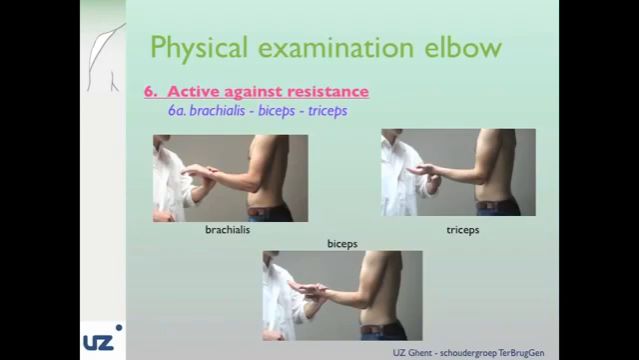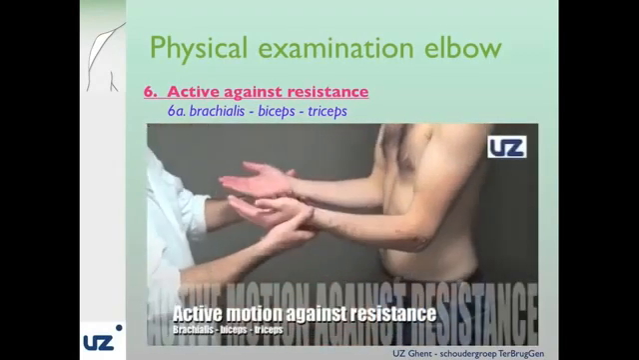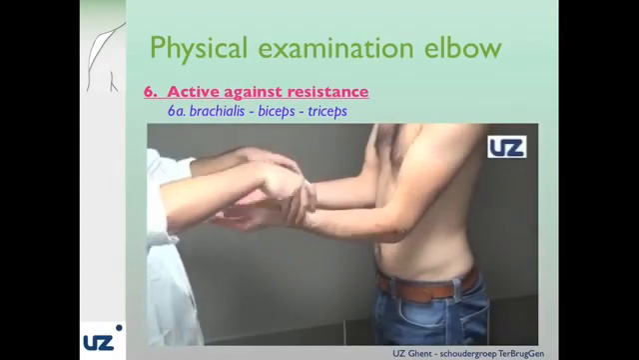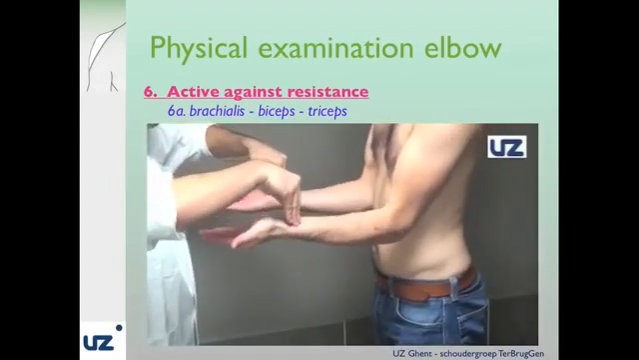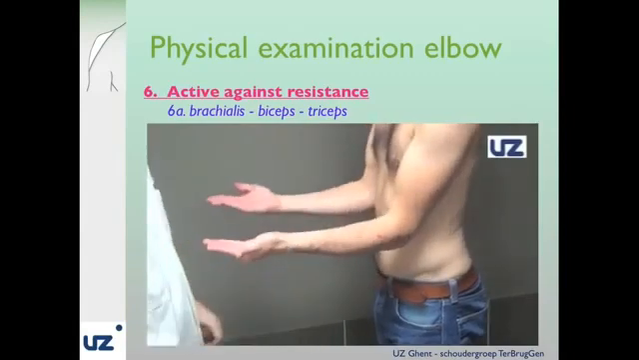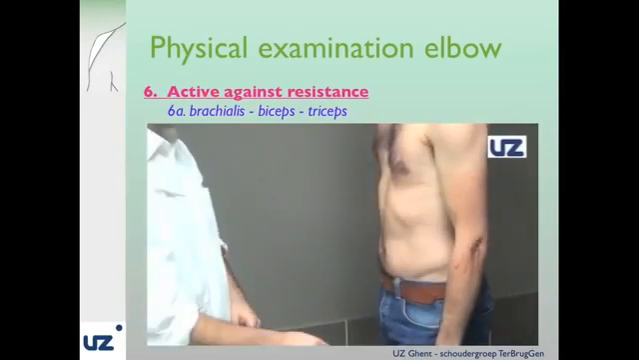Next, several active tests against resistance can be performed to evaluate the strength and the pain sensation of the different muscles. The brachialis is tested with resisted flexion with the forearm in pronation. For evaluation of the biceps, a resisted flexion of the elbow is performed with the hand in supination. The triceps is evaluated with resisted extension of the elbow.